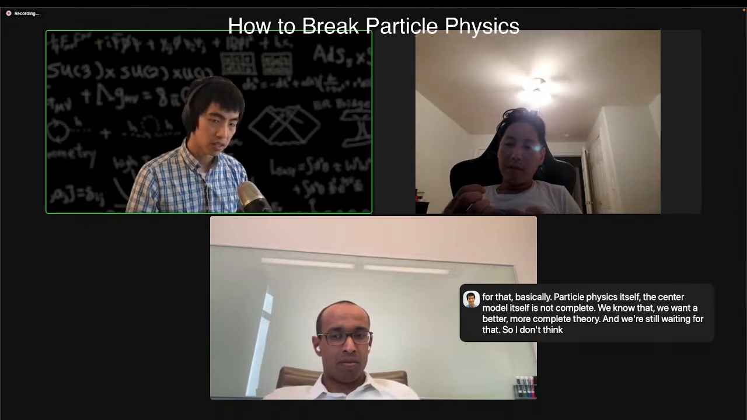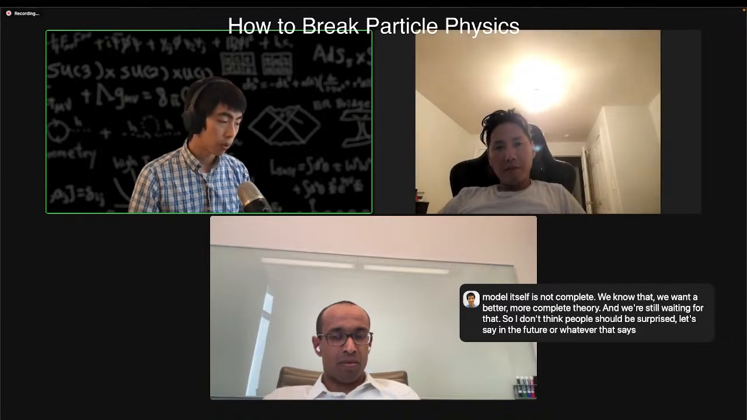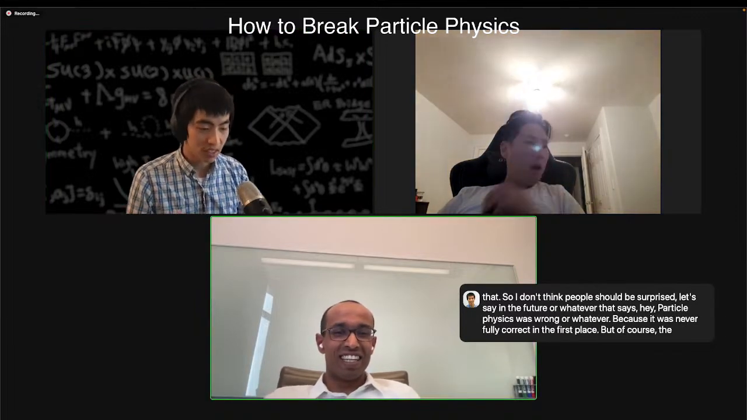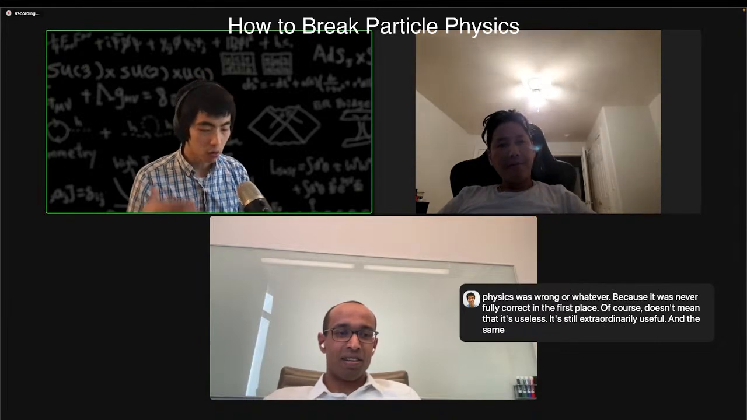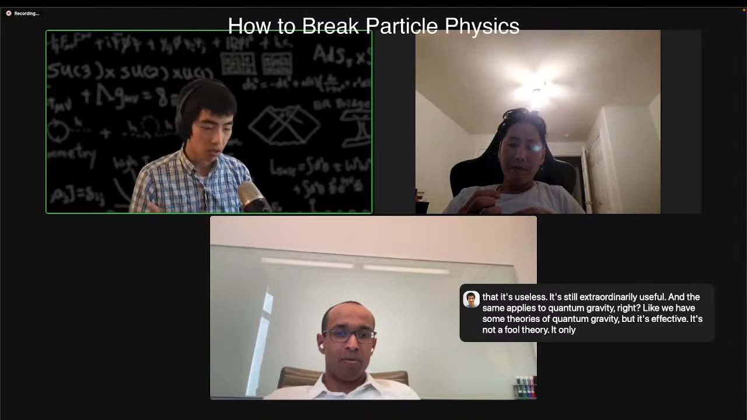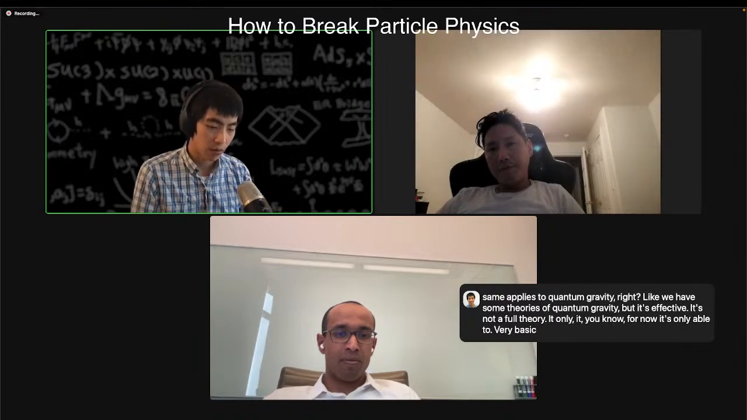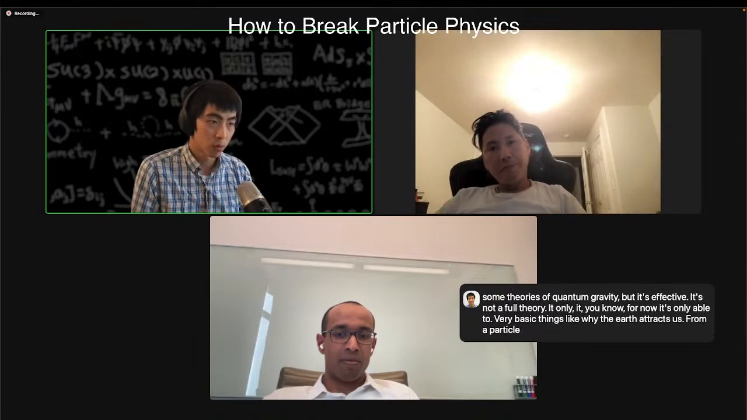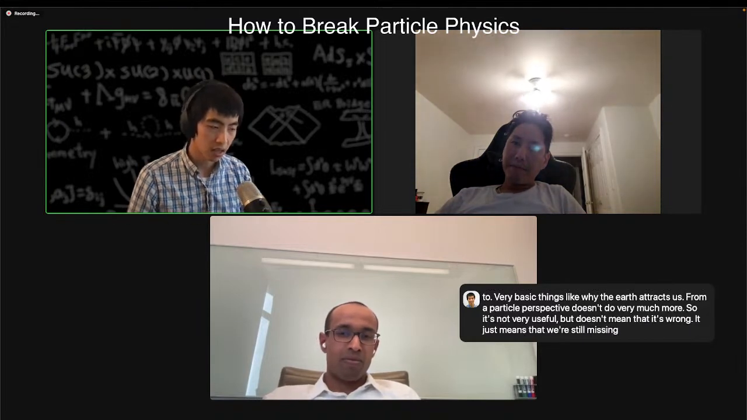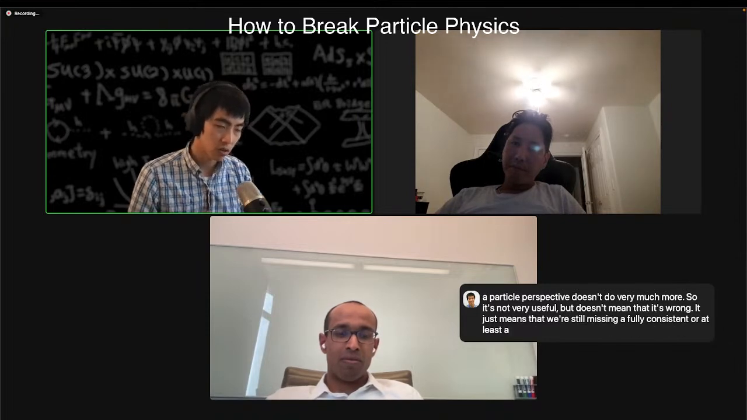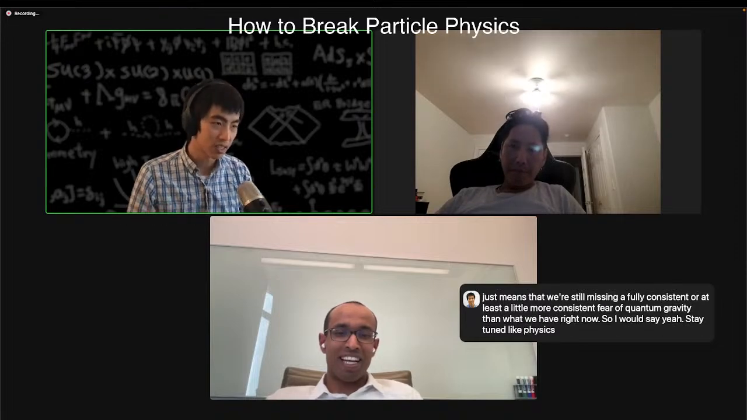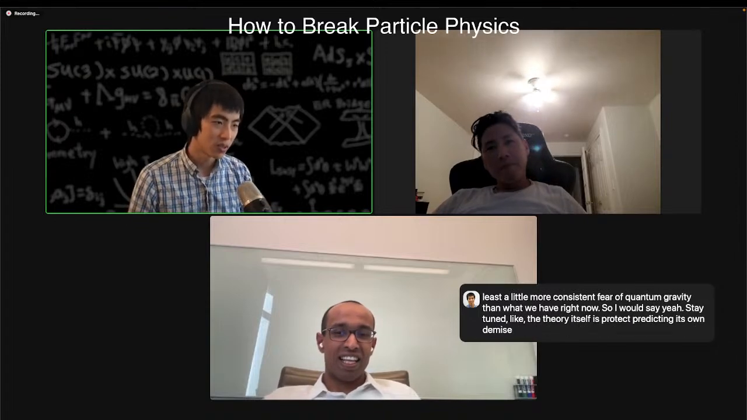So I don't think people should be surprised, in the near future or whatever, if someone says particle physics was wrong, because it was never fully correct in the first place. But of course, it doesn't mean that it's useless. It's still extraordinarily useful. And the same applies to quantum gravity, right? We have some theories of quantum gravity, but it's effective. It's not a full theory. For now, it's only able to explain very basic things, like why the Earth attracts us from a particle perspective. It doesn't do very much more. It's just not very useful, but it doesn't mean that it's wrong. It just means that we're still missing a fully consistent, or at least a little more consistent, theory of quantum gravity than what we have right now. So I would say, stay tuned. The theory itself is predicting its own demise. So we'll get there someday.